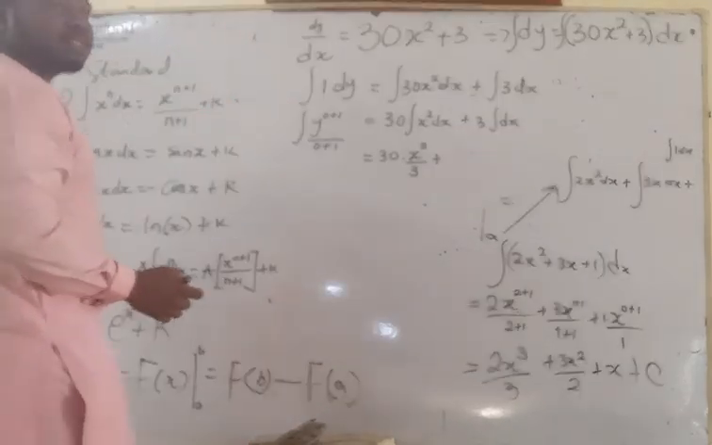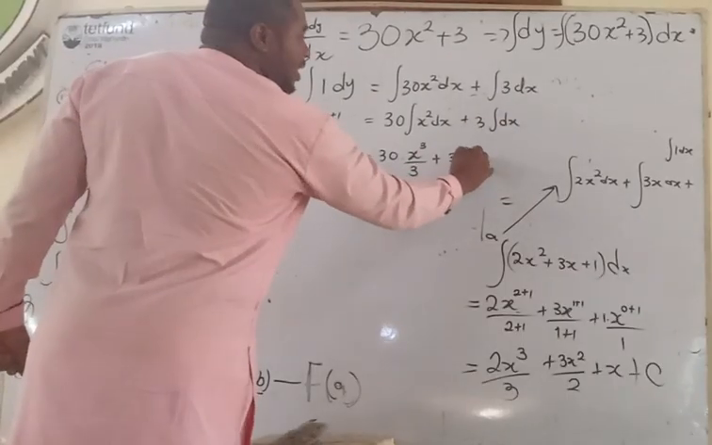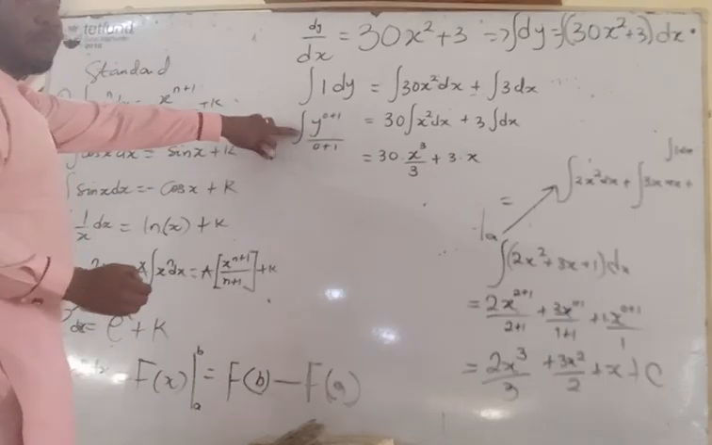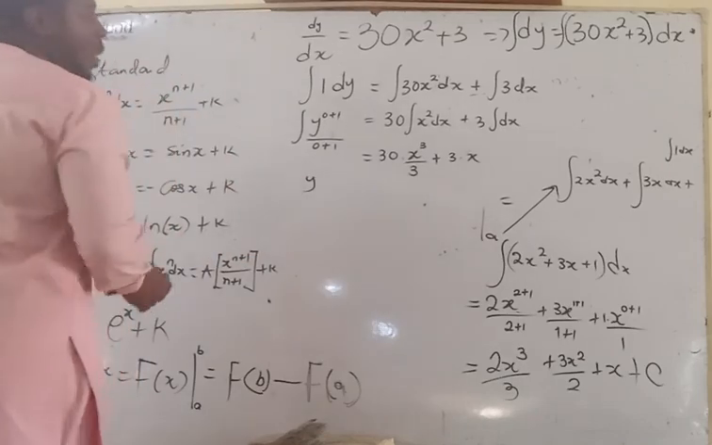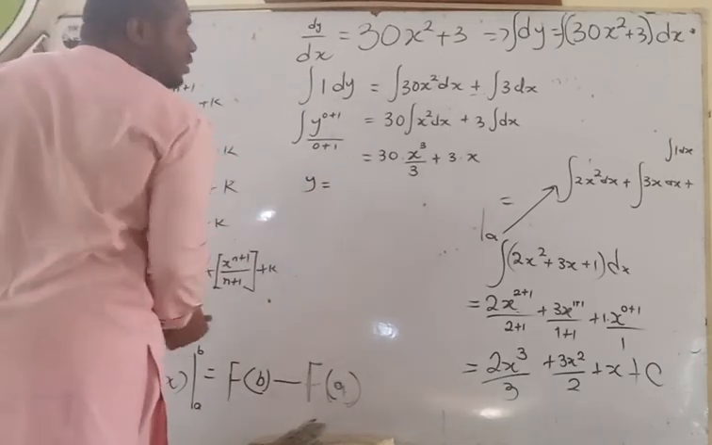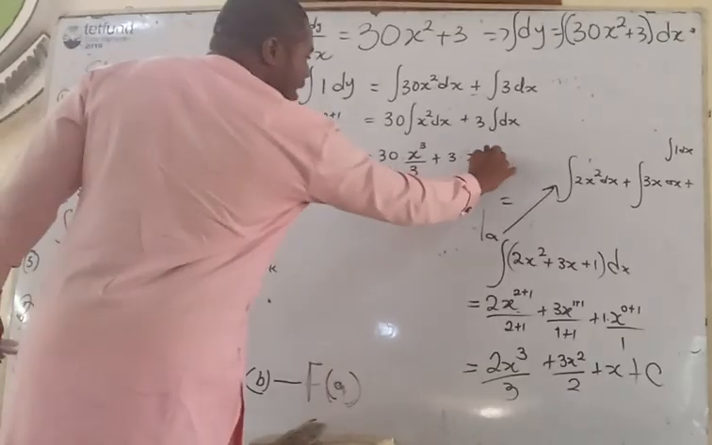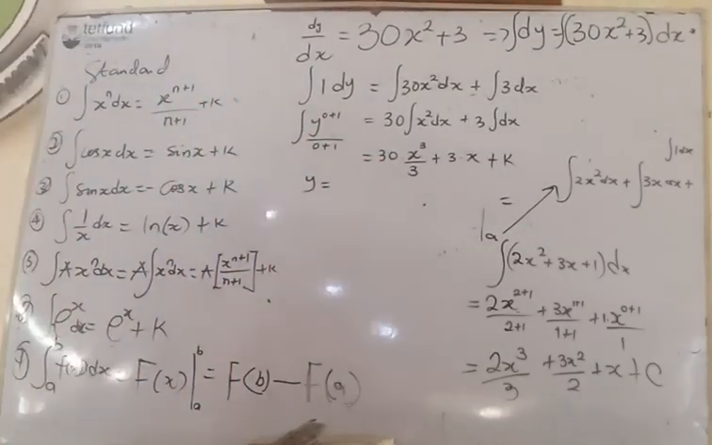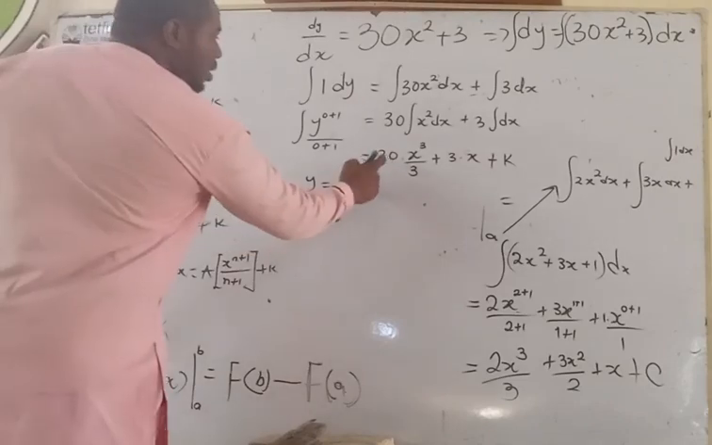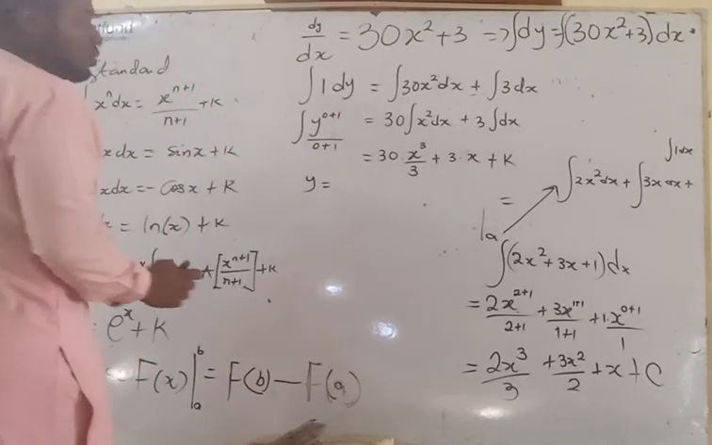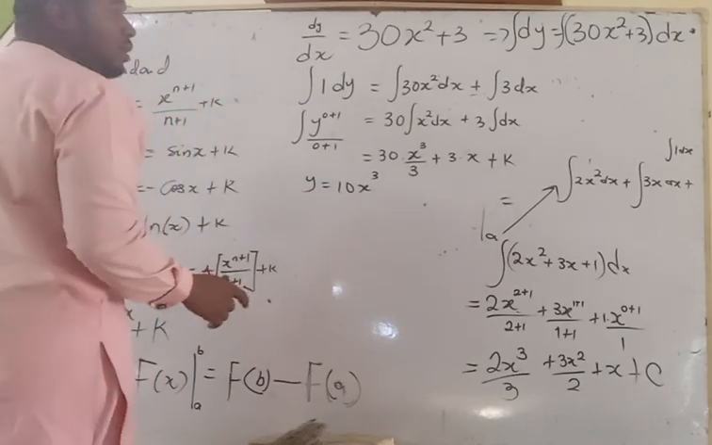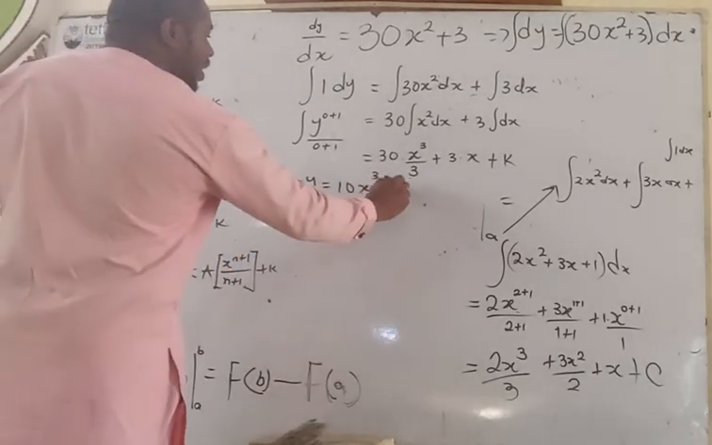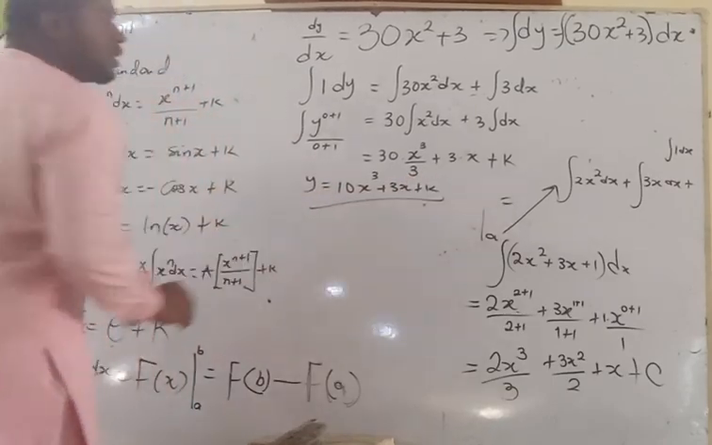What is the integral of dx? It's going to be x. It's just the same thing that happened here. So after this integral, we're going to get y. So we have y is equal to... Remember, we have not added plus K, the constant of integration. 3 can go inside 30, so 30 divided by 3 is 10. So y is equal to 10x cubed plus 3x plus K. It's as simple as that.